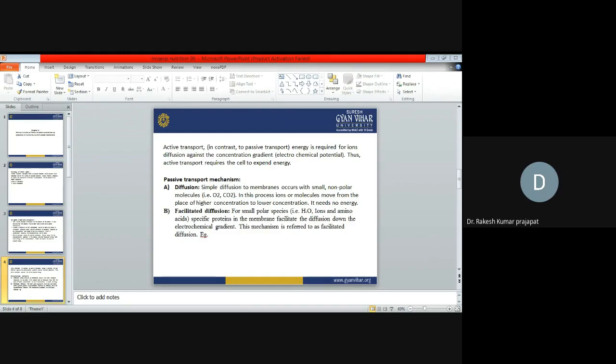Mineral nutrition. In the previous class we were discussing the different classes of minerals, their deficiency symptoms, roles and functions. We already discussed nitrogen, sulfur and phosphorus. So today onwards we will discuss the different physiological functions and deficiency symptoms of calcium.